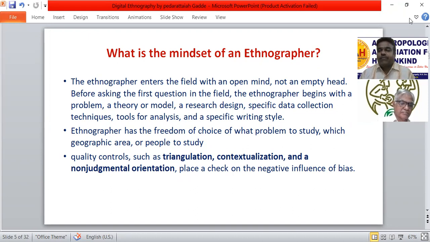The ethnographer enters the field with an open mind, not an empty head. I repeat, the ethnographer enters the field with an open mind, not an empty head. Before asking the first question in the field, the ethnographer begins with a problem, a theory or model, a research design, specific data collection techniques, tools for analysis, and a specific writing style. The ethnographer has the freedom of choice of what problem to study, which geographic area or people group to study. So he has the freedom in these areas.